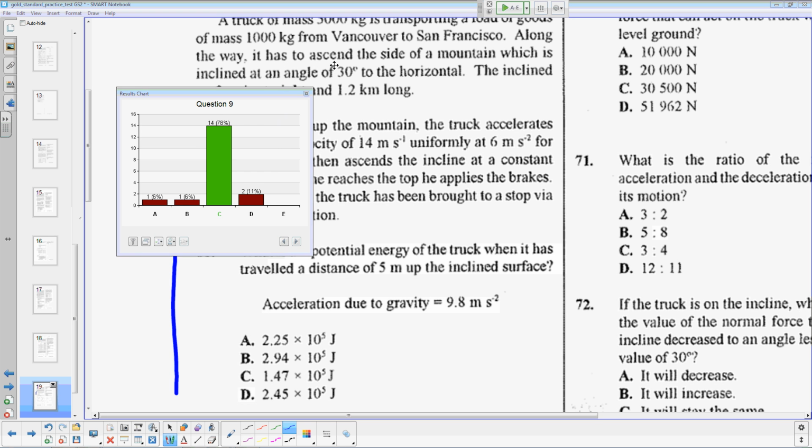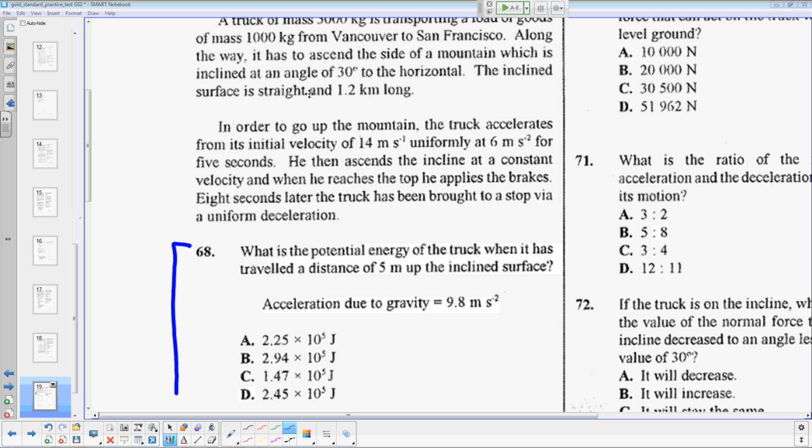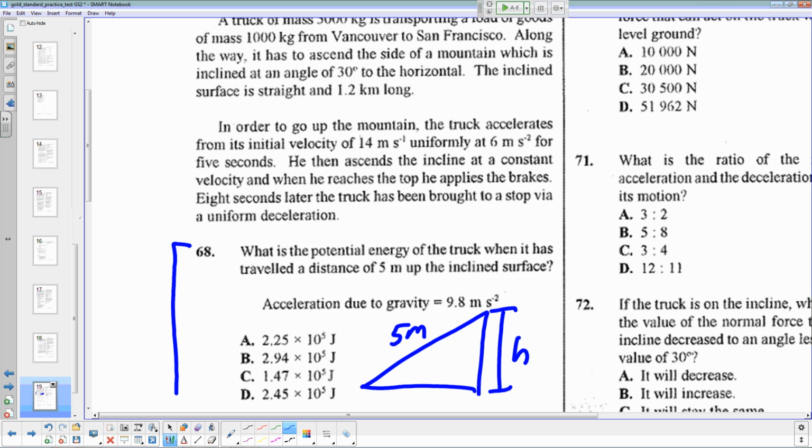So here, the tricky part of this is you want to find out what is the actual height that he's changed. It says that he's traveled up 5 meters, but that's this distance. But really, I want to know what this distance is. Did y'all do that to find the answer? Okay. So this angle theta is 30 degrees, and so h is going to equal 5 sine of 30. Sine of 30 is a half, so it's going to be 2.5 meters.